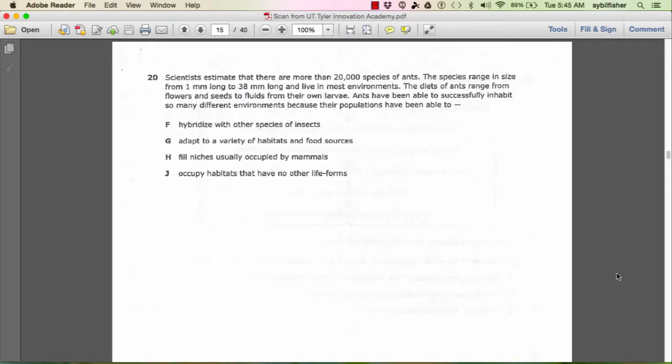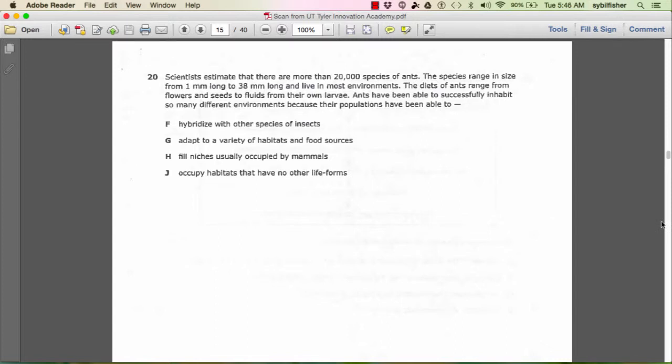Number 20. Scientists estimate that there are more than 20,000 species of ants. The species range in size from 1 millimeter long to 38 millimeters long and live in most environments. The diets of ants range from flowers and seeds to fluids from their own larvae.